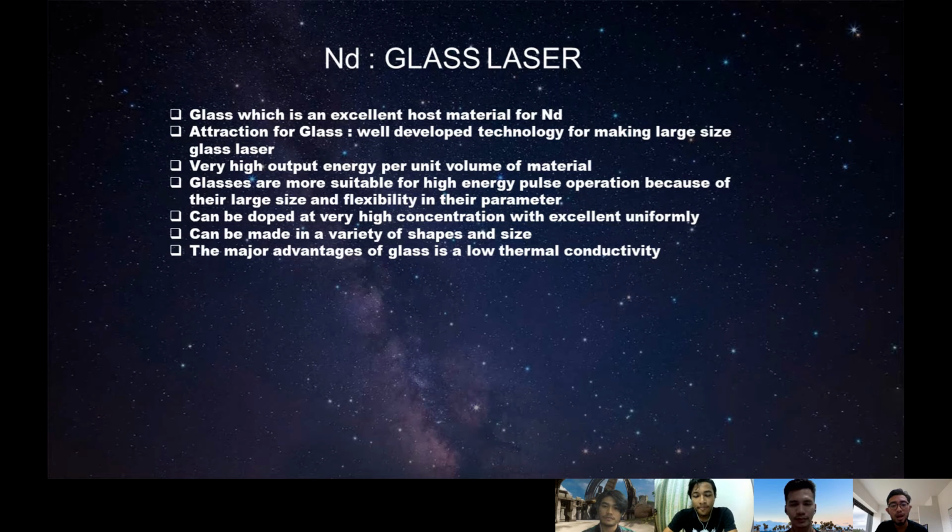It can be doped at very high concentration with excellent uniformity. It also can be made in a variety of shapes and sizes. Lastly, the major disadvantage of glass is its low thermal conductivity.